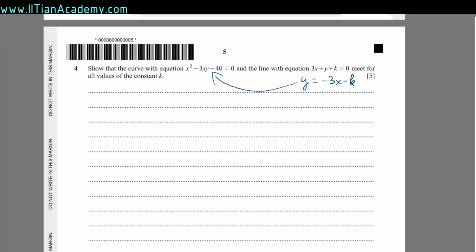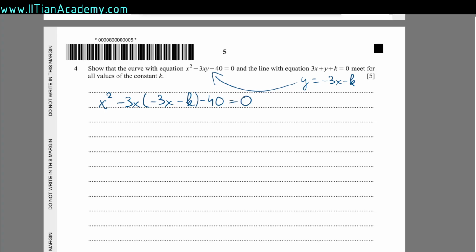and we will be able to solve for when they meet. So we're trying to find their intersection. We're trying to find that they intersect for any value of k. So if we just plug this formula inside of here, we have x squared plus 3x multiplied with minus 3x minus k minus 40 is equal to 0.